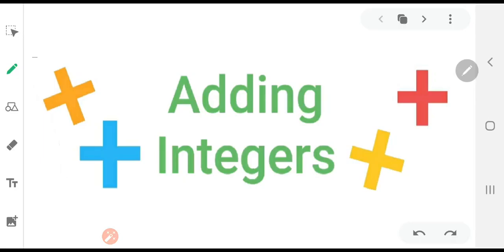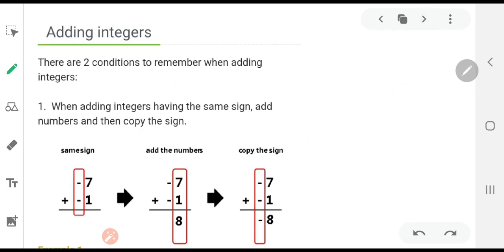Today's lesson is going to be about adding integers. Well, I consider this as a game. It's not a lesson. Let's see what is it about. To add integers, there are two conditions to remember when adding.